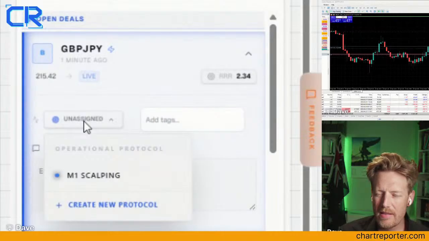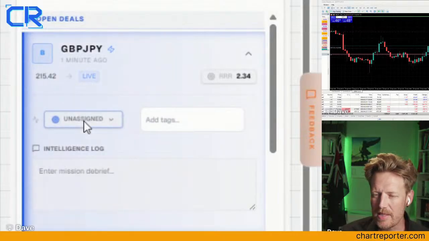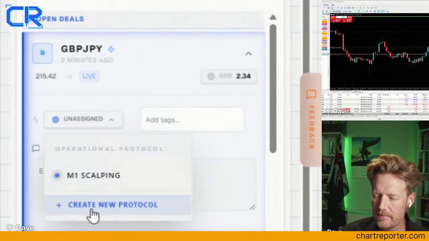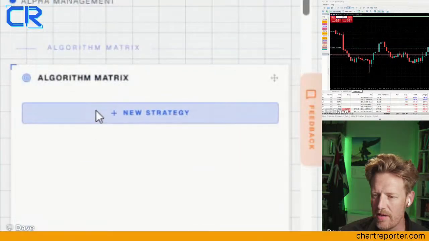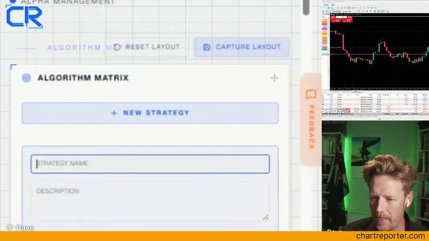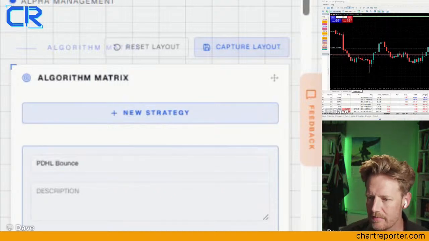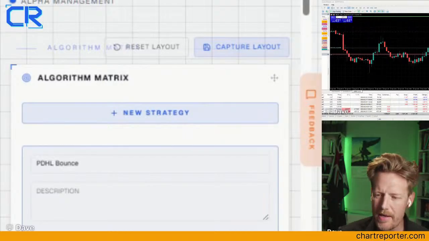This isn't even M1 scalping. I'm not M1 scalping on this one. This is more of a previous day high-low bounce. That's what we're going to call this one. Let's create a new strategy, PDHL bounce. Give it a different color. It can be this nice tealy green color, a bit like the wall behind me.